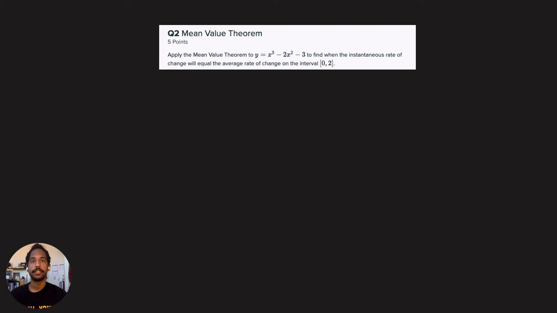This question asks us to follow the mean value theorem for this function to find when the instantaneous rate of change will equal the average rate of change. We know that when we say instantaneous rate of change, that means the derivative. So when is the derivative, f prime of c at some point c, going to be the same as the average rate of change? Average rate of change is always f of b minus f of a over b minus a, where a and b are the start and end points of our interval.